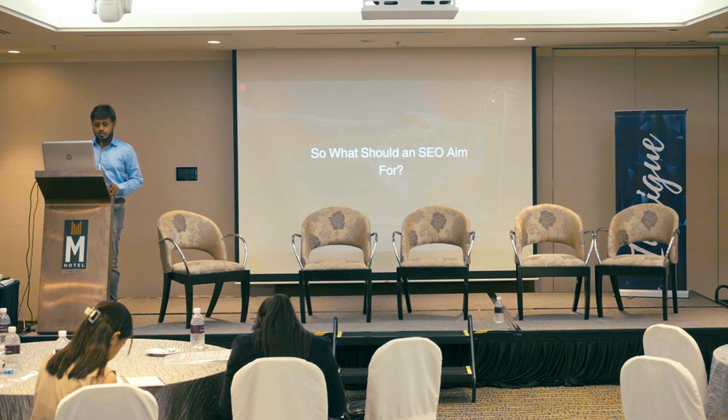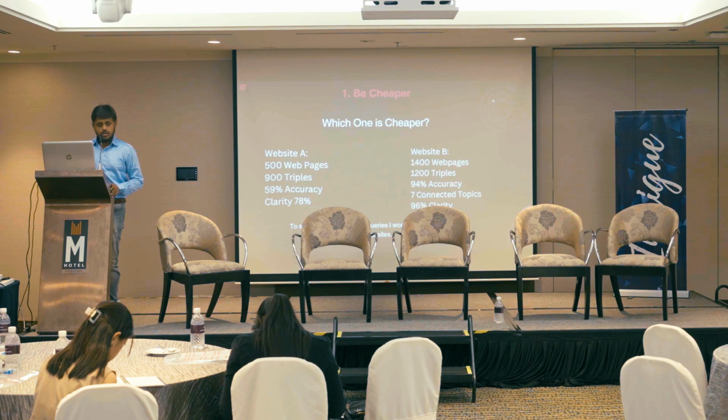So what should an SEO truly aim for? Number one is become cheaper. Yes, and that is something I advocate. For example, website A has 500 pages, 900 triples, 59% accuracy, and the clarity is 78%. Website B has 1400 pages, 1200 triples, 94% accuracy, 96% clarity of content, and 7 content topics. Which one do you feel will be ranked by Google? The obvious answer would be website B.